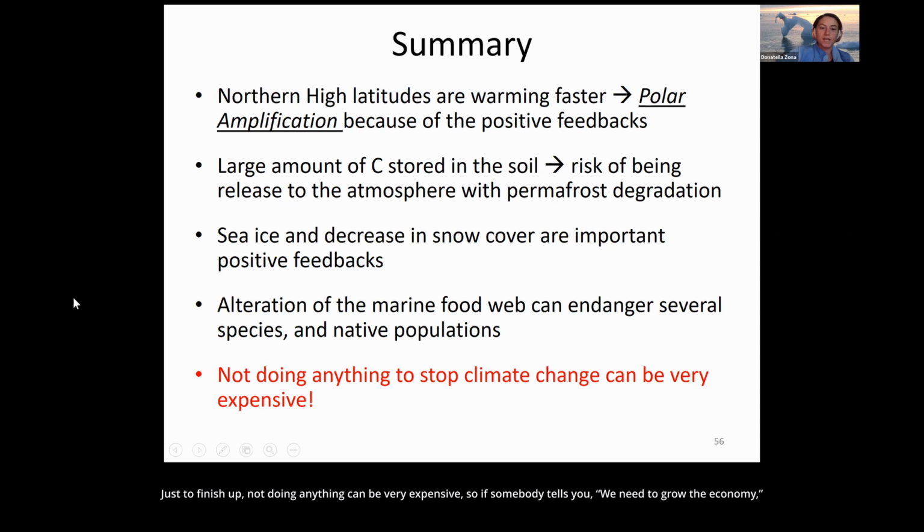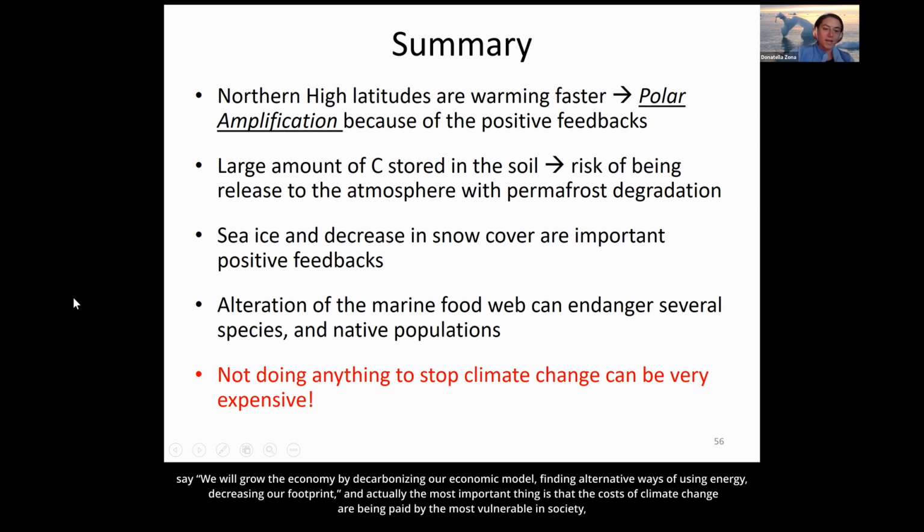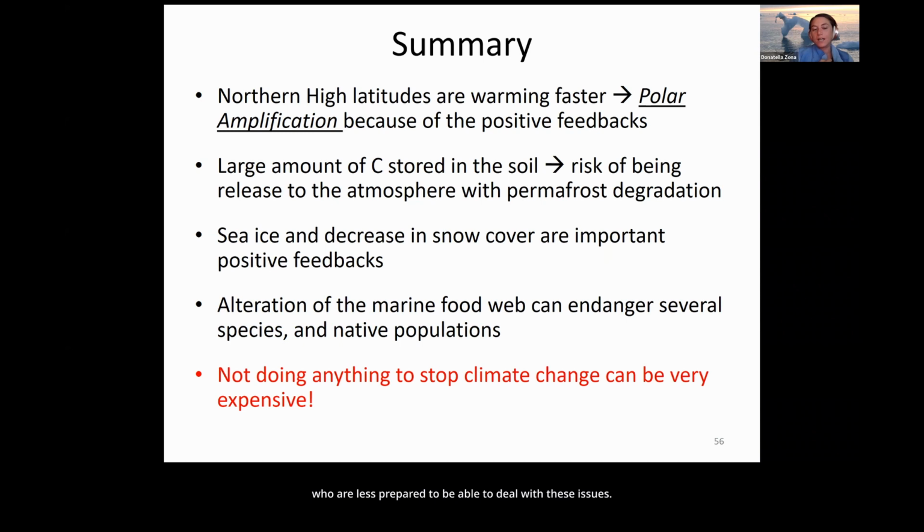So if somebody tells you we need to grow the economy, we say, well, we grow the economy by actually decarbonizing our economic model, finding alternative ways of using energy, decreasing our footprint. And actually the most important thing is that the costs of climate change are being paid by the most vulnerable societies. They are some of the societies that are less prepared to be able to deal with these issues.